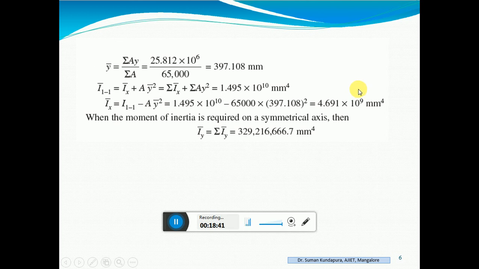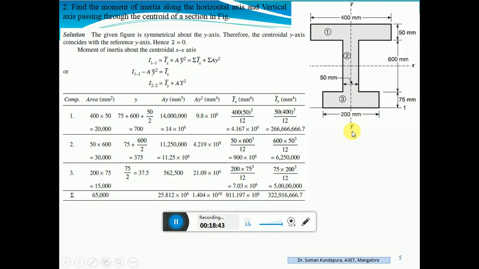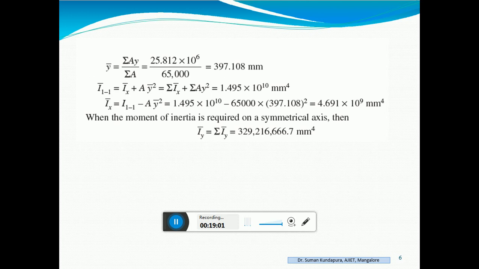How about Iy bar? Since it is symmetrical about the y axis, Iy bar will be directly the summation of all these values. 322,916. There is a mistake here: 2 has gone this side, 2 should come here, 9 this side. So you will get Iy bar. We'll move on to the next problem.